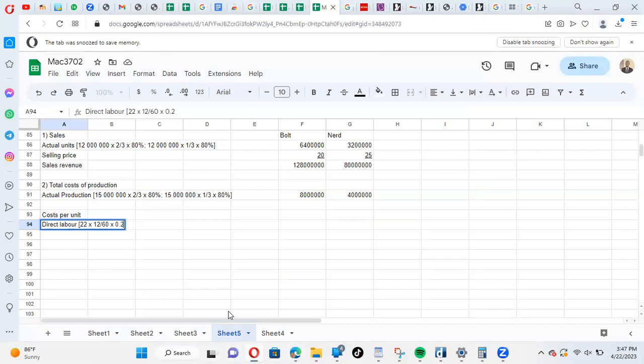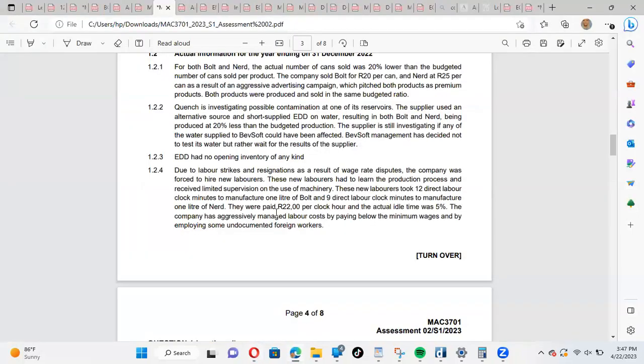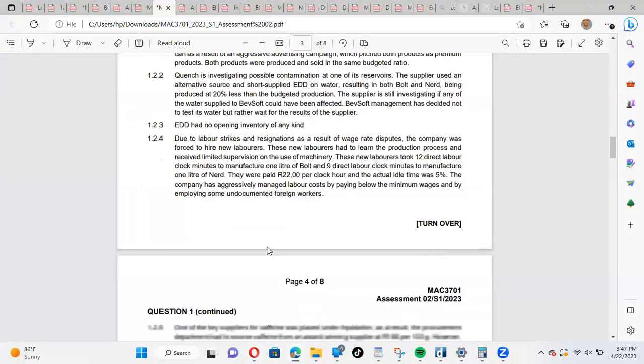What are the per unit quantities? 250, so times 0.25. And then the other one was 9 divided by 60, times 0.5. We'll calculate that one later, and there's nothing else on that.